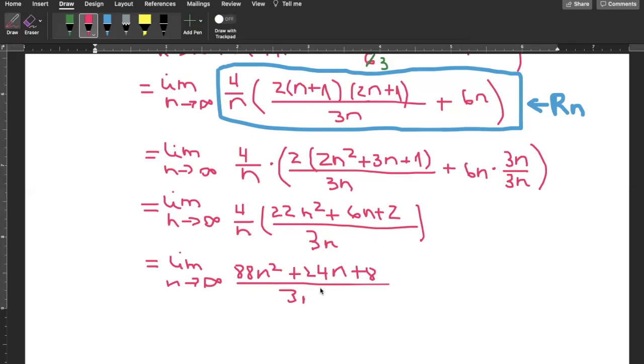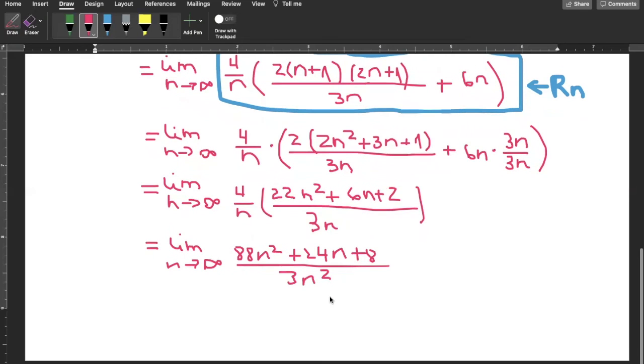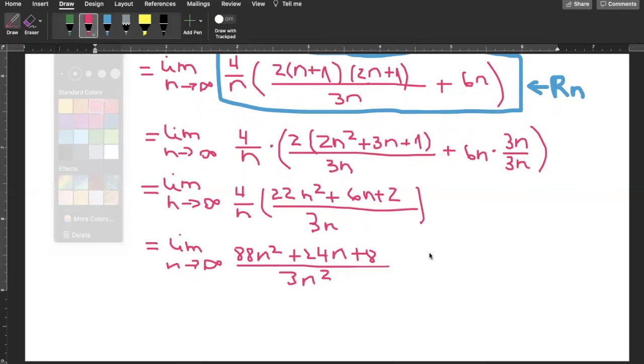And now I think using L'Hopital's rule would be the easier. We just need to do it twice. But you can also factor out 1 over n square, multiply by 1 over n square on both the top and the bottom. Doesn't matter, maybe. Well, I think L'Hopital is much easier. So we see that we have infinity over infinity. We can use L'Hopital's rule.